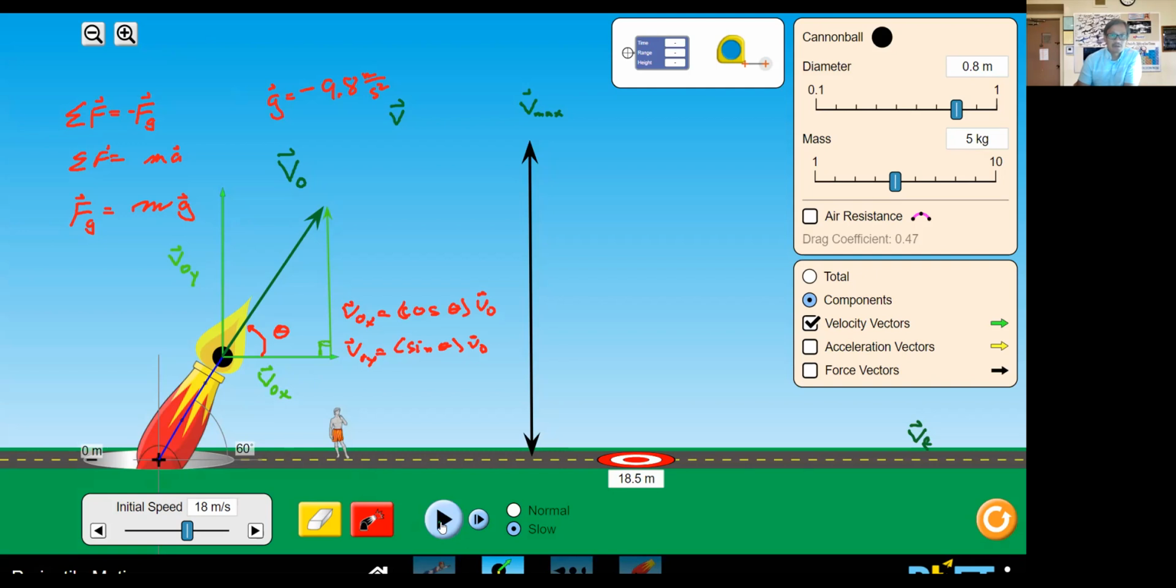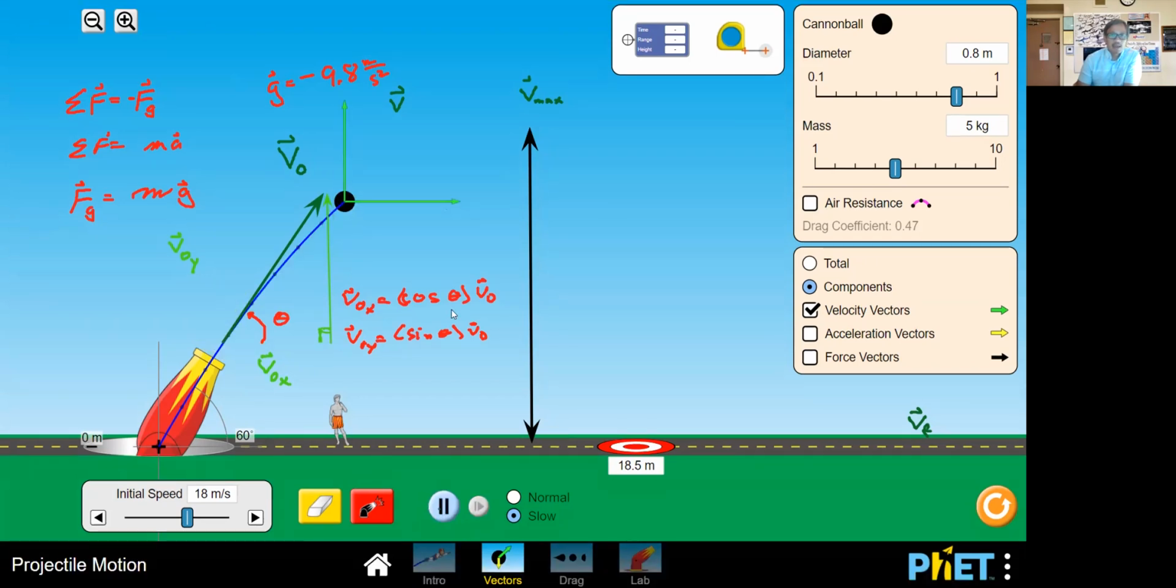Okay, so let me go ahead and pause it right there. If you notice, as I let it go, what happens to the y component? The y component is getting shorter and shorter as it moves up until it gets to the very top right here. And I'm going to try to stop it as soon as I can. There, 0. I did it.